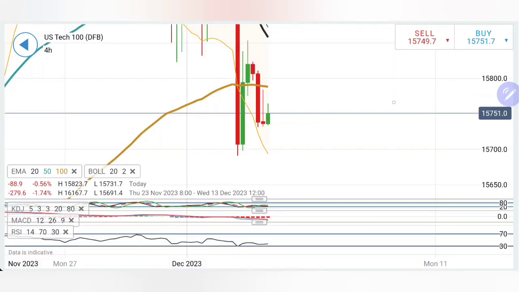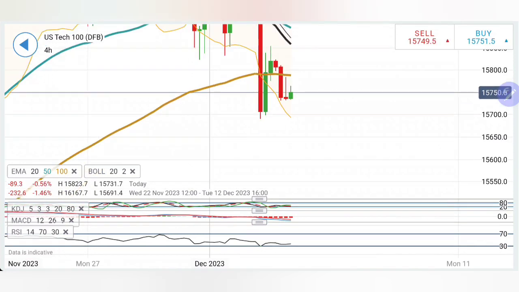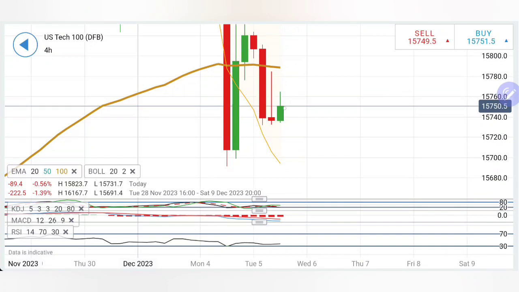Coming to 4-hour. Now look at 4-hour charts. Just wait for it to break below 15,730, 720 zone, and then 700. Once these two are taken, we are not going to look forward to a reversal in Tech 100. It may continue to fall here.